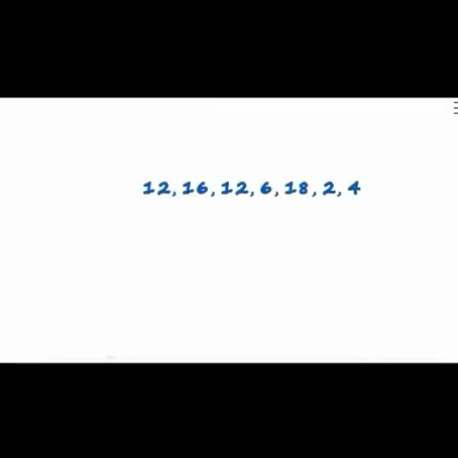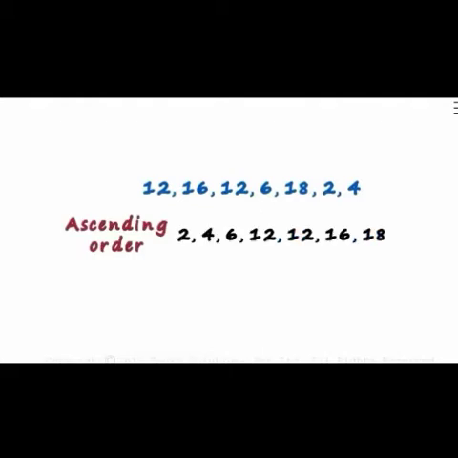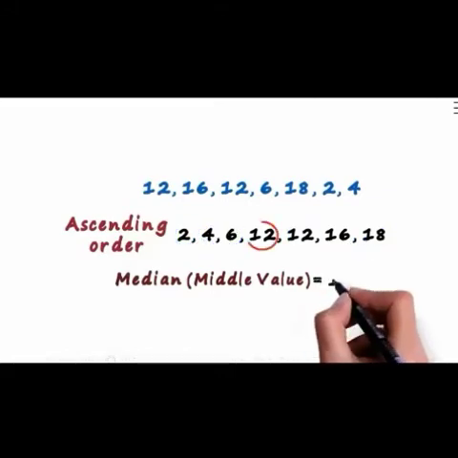How do we find the median of this given set of numbers? We know that median is the middle value or central value, only after arranging the numbers in ascending order. The ascending order of this given set is 2, 4, 6, 12, 12, 16 and 18. Now to find the median, we have to look for the middle value. This is the middle value. It has 3 terms on its left side and 3 terms on its right side.